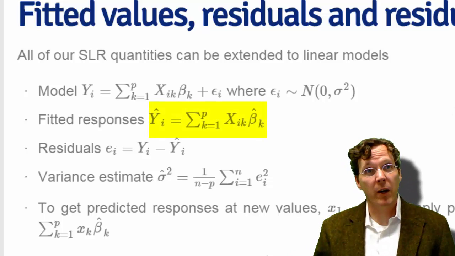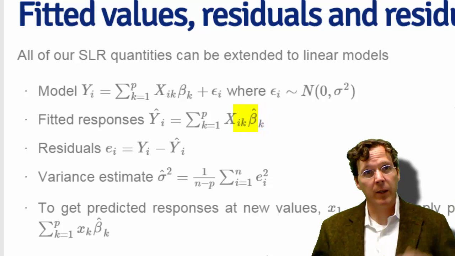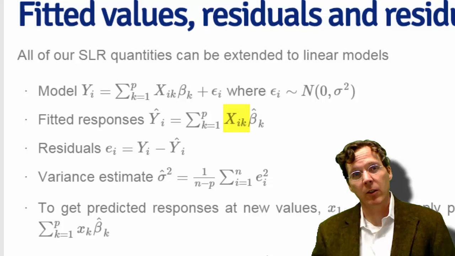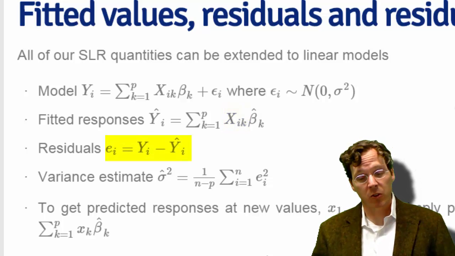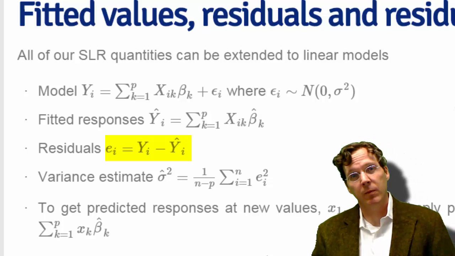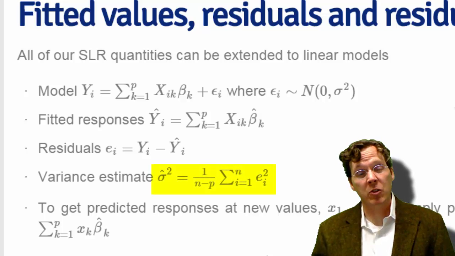So our fitted response, for example, y hat at any specific value, is just plug in the fitted coefficients times those specific regressors, whether that's a new value or one of the observed values. The residual is just the fitted value, y hat, subtracted from the observed value. We're trying to minimize the sum of the squared residuals. The variance estimate is just the average squared residuals.